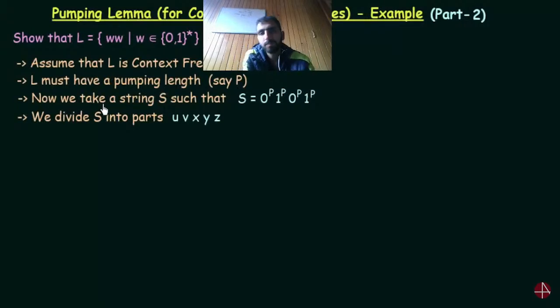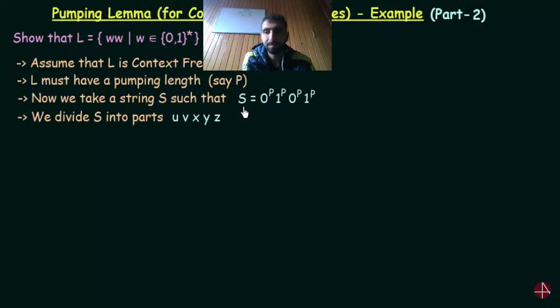Let's call it P. Now we have to take a string S from our language L. Now how will we take this string? I already told you that this language L can contain strings of the symbols 0 and 1. So I take my string like this: 0 power P, 1 power P. So this is my first W. And then if my W is 0 power P, 1 power P, then my second W should be exactly the same. So we see that the first half is exactly equal to the second half, which is a property of our language L.